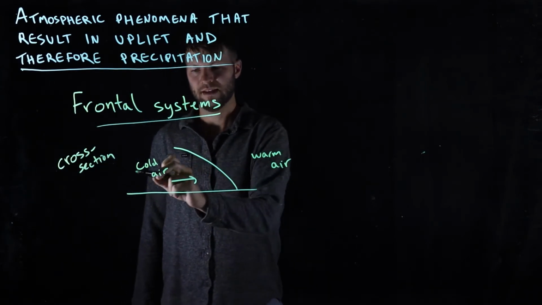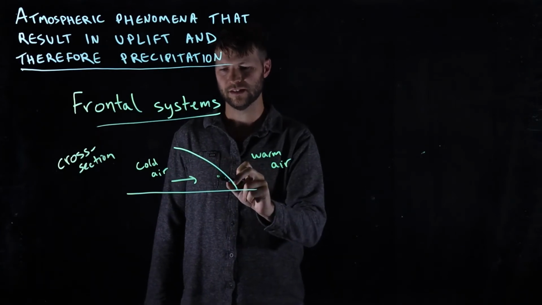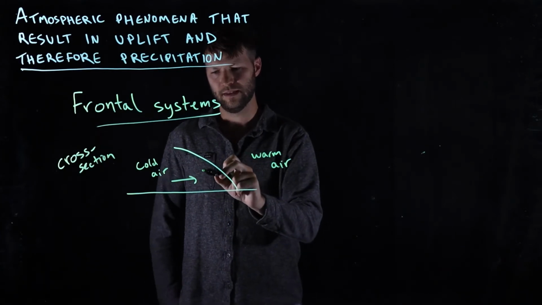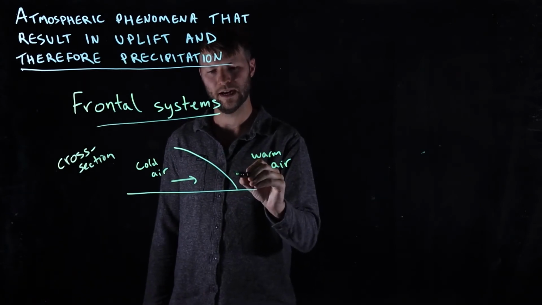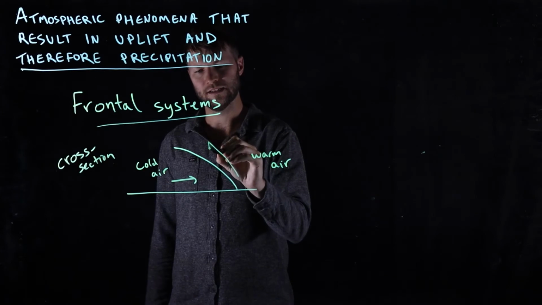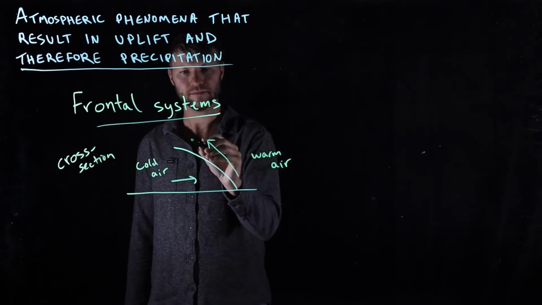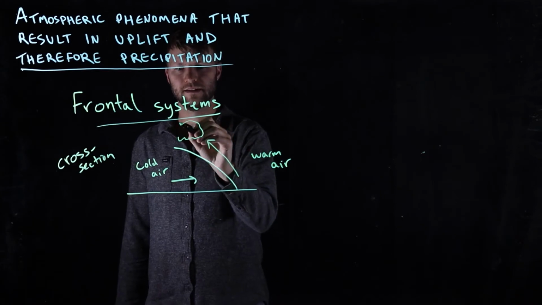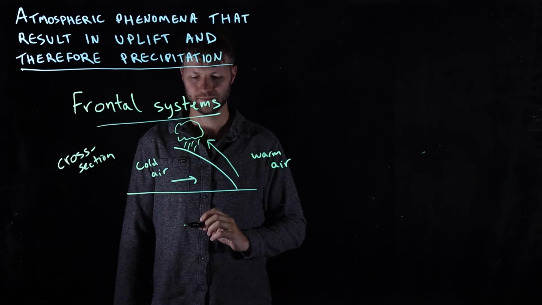What can happen is, as this cold air is moving across the surface of the Earth, it is denser than the warm air mass, and will push this warm air mass up, and it will force it to uplift. And when that happens, it will expand and cool and create precipitation.